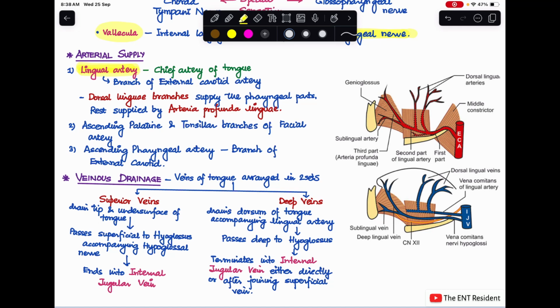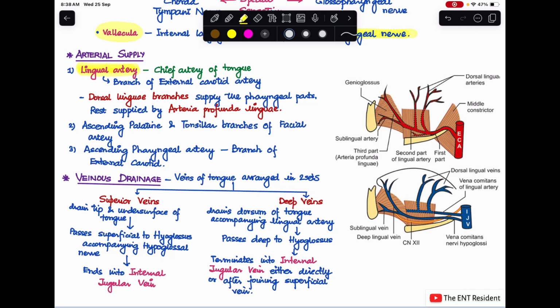Where does the lingual artery originate from? The lingual artery is a branch of the external carotid artery. This lingual artery itself has different branches, and amongst them the dorsal linguae branches supply the pharyngeal parts, and the rest of the tongue is supplied by the arteria profunda linguae.